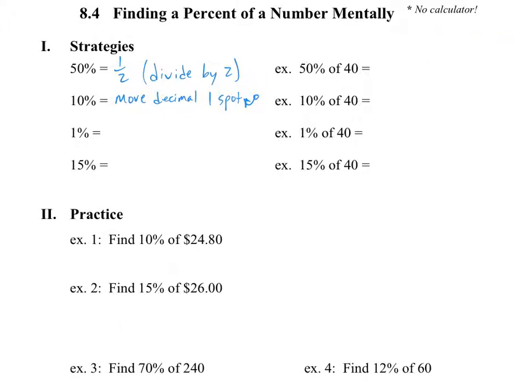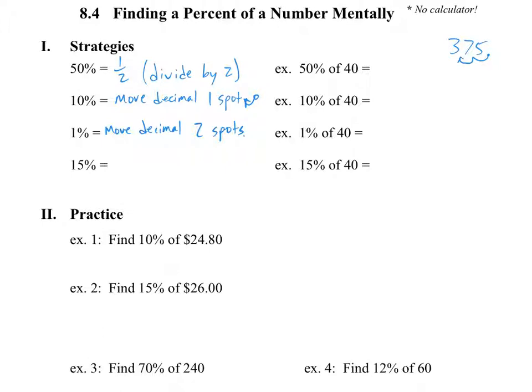If moving the decimal one spot to the left gives 10%, then for 1%, you'd move the decimal how many spots? 2. So move the decimal 2 spots. I'll pick maybe a different number, 375. What's 1% of 375? Yep, 3.75. You just move it 2 spots. It'd be 3.75. We okay on those?